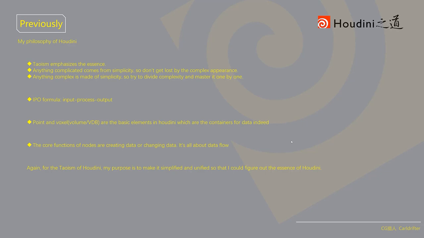Previously on my philosophy of Houdini, I introduced my learning methods and concepts about Houdini. Here are simple conclusions in case you did not watch it. I make a series of Houdini tutorials named the Taoism of Houdini, which includes every note and technique I know about Houdini. Taoism, the Chinese traditional philosophy, emphasizes the extents.